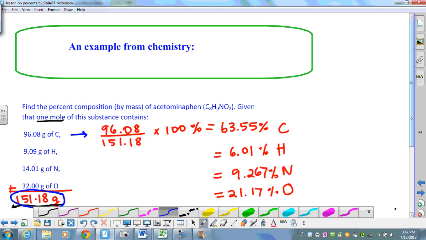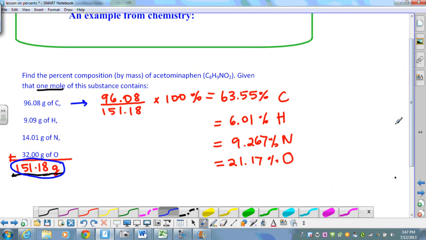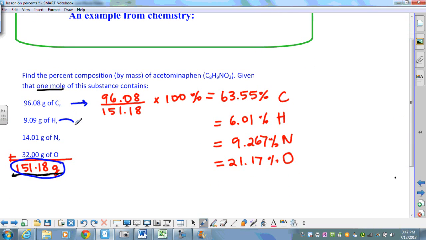What about hydrogen? You do something very similar. I'm going to let you do that if you haven't already done so, and please come back and check your answers. So 9.09 over 151.18 times 100. That gives you the percentage mass composition of hydrogen. Do the same for nitrogen and oxygen. And if you add up all these numbers as a check, you should get 100%.